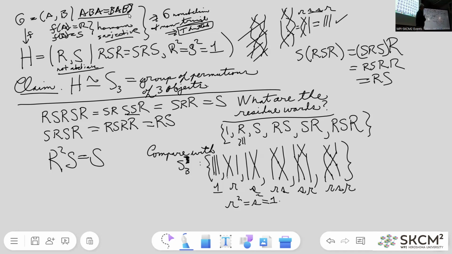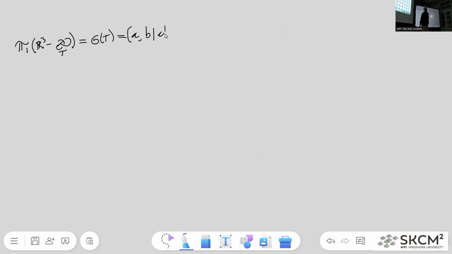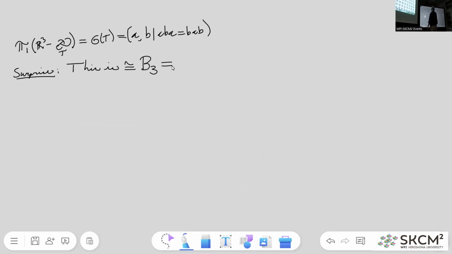But as long as we're, well, questions? Do you have questions about this? I want to tell you one more bit of lore about that group. So we have the fundamental group of the complement of the trefoil knot, which we call group of T, is given by generators and relations. Now here's a surprise. This is isomorphic to B3, the 3-strand braid group.